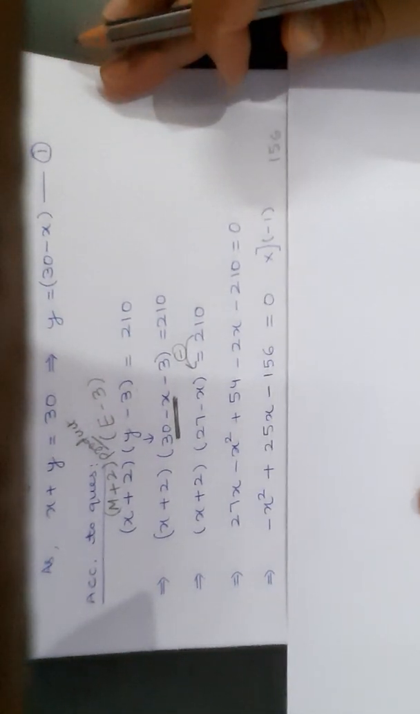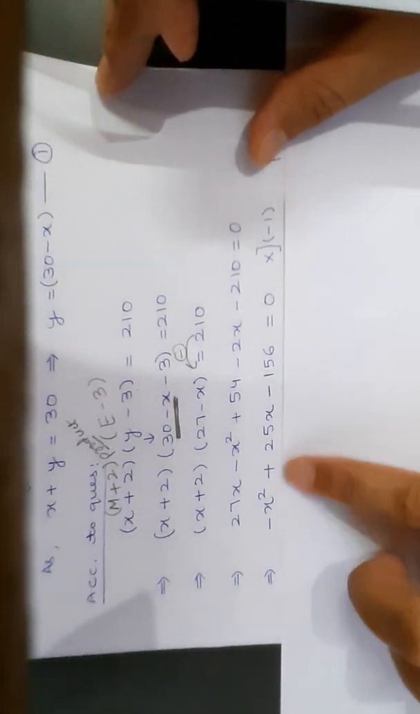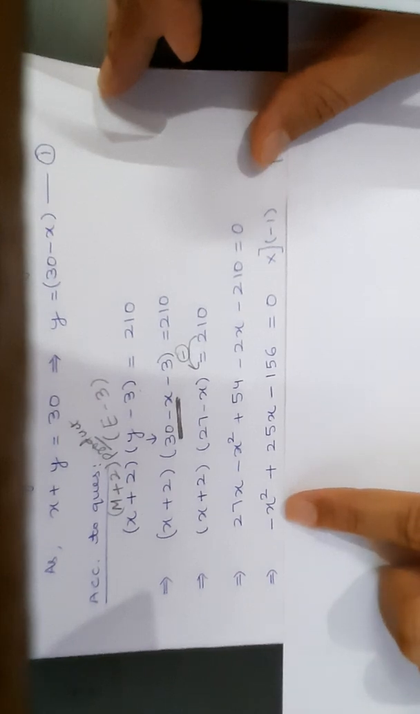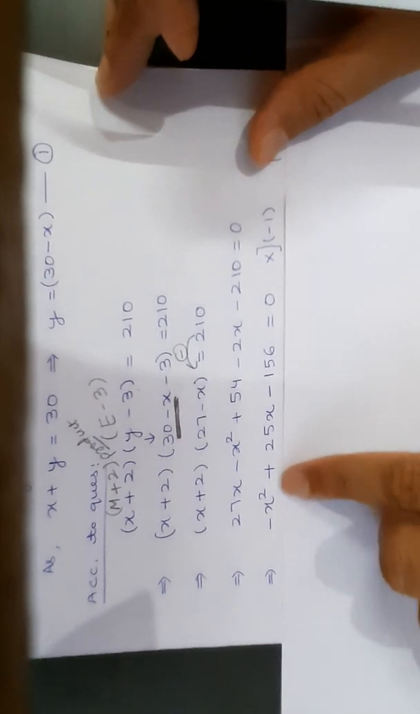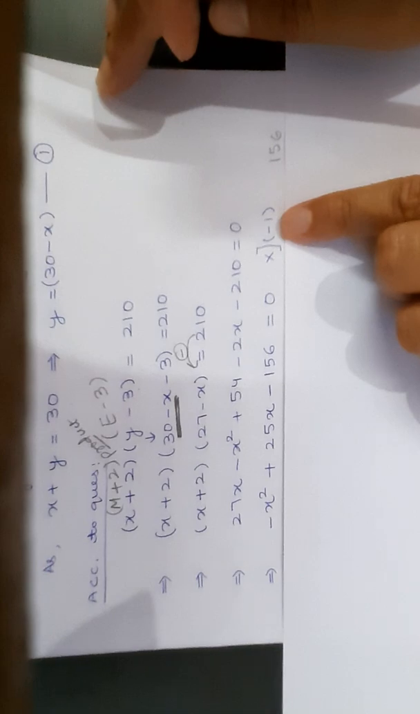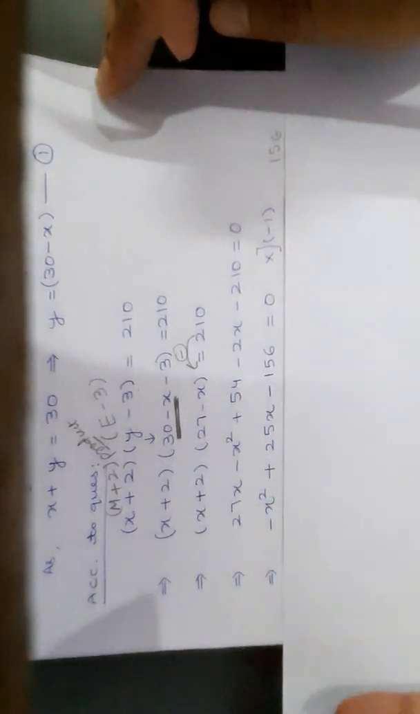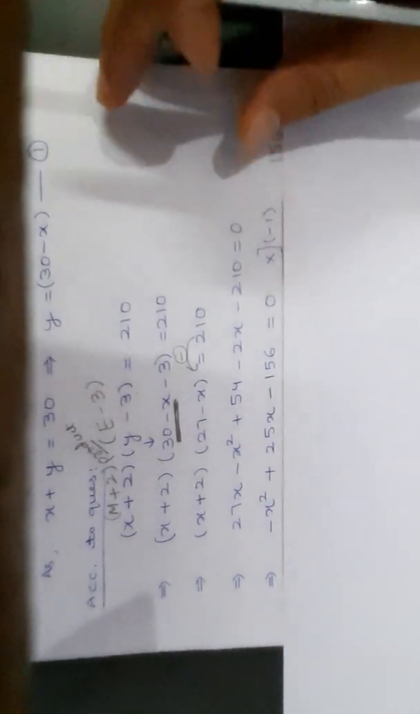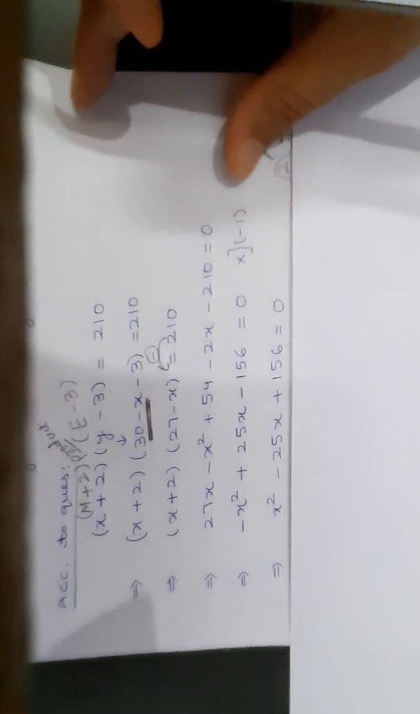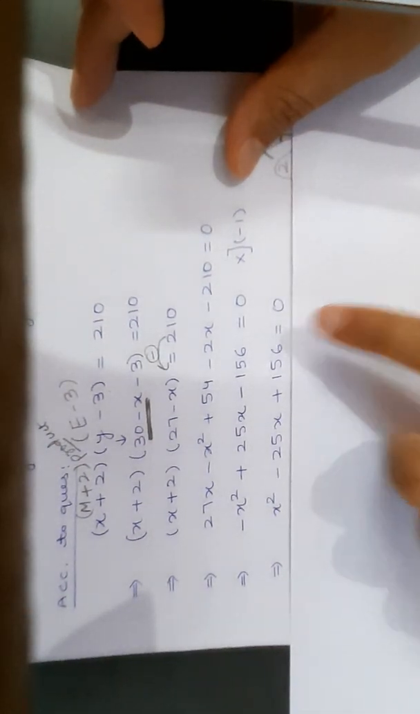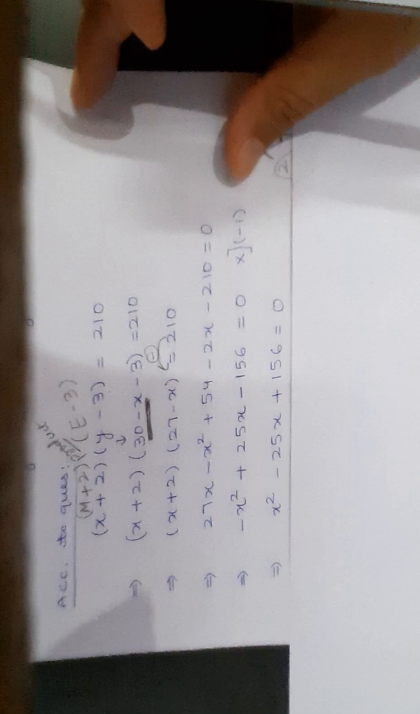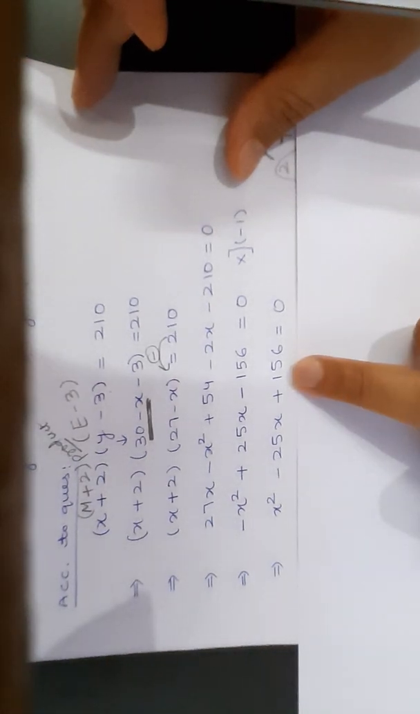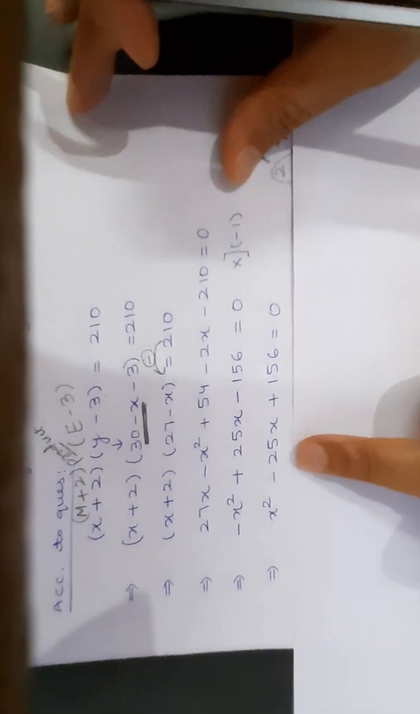Rearranging all the like terms, we get this. Beta, we would like to make our X square positive, so we shall multiply the entire equation by minus 1. You may multiply or divide by minus 1. It will be one and the same thing. So now you get X square minus 25X plus 156. Alright. Now we need to factorize 156 to get 25.